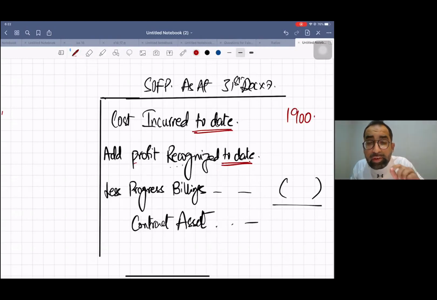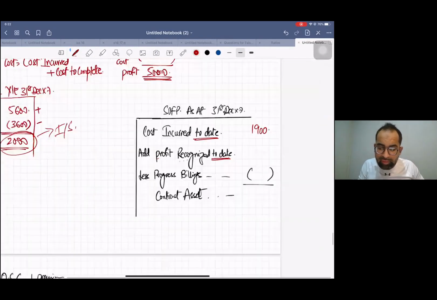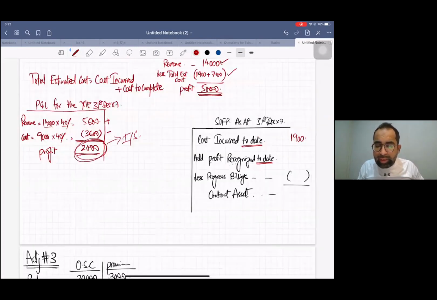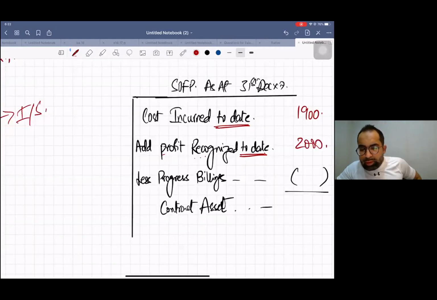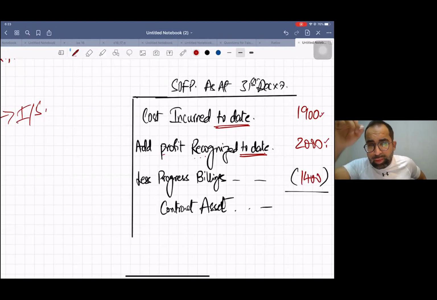Add profit recognized to date. See how much profit we have recognized. It's 2000. So this cost we need to recover from the customer, this profit also from the customer. So total we want from the customer is 2000 plus 1900, which is 3900, but the customer only paid 1400 to us. You can go and check the adjustment.